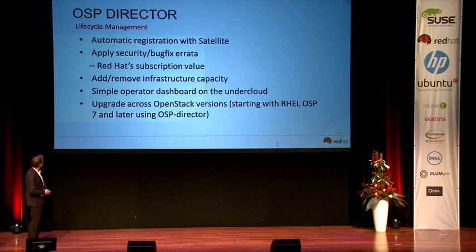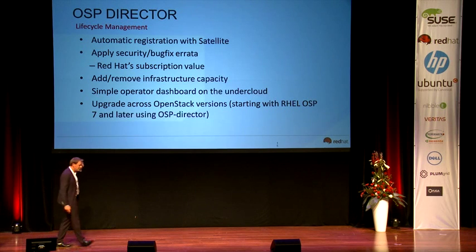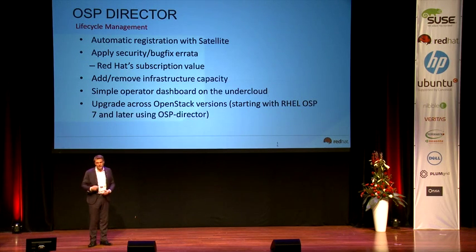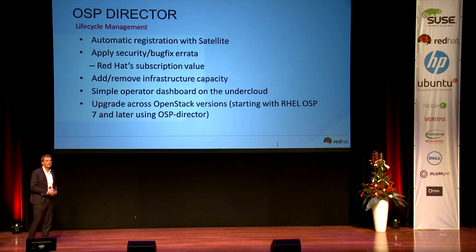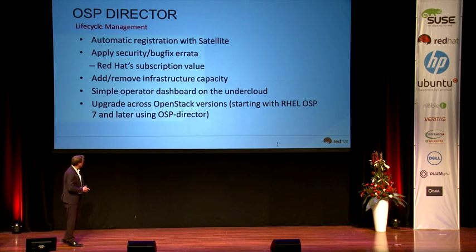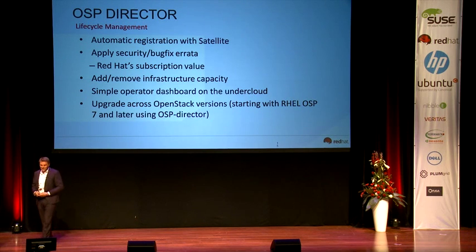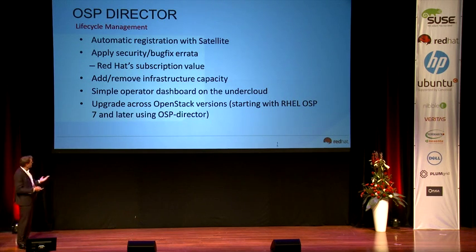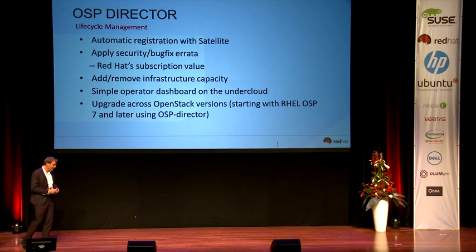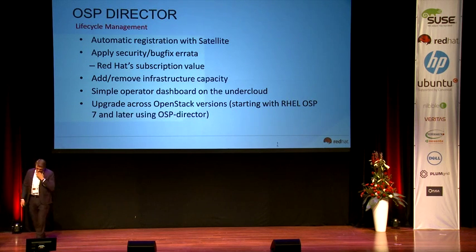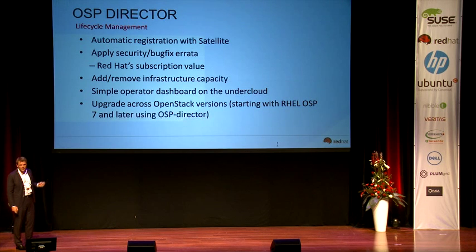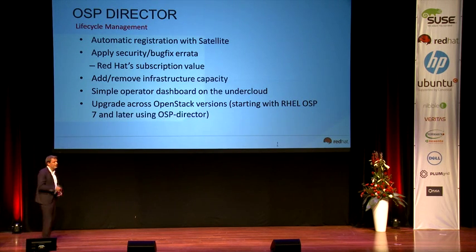In a Red Hat context, there's automatic registration with Satellite of all the hardware in OSP Director. OSP Director can pick up from Satellite all the patches and updates that you might need for OpenStack and distribute them across your cloud. You can add and remove infrastructure capacity automatically. Of course, that's one of the main things of OpenStack, on demand. You have some simple dashboards, the pictures I just showed you, on the performance and the status of your undercloud, of your OpenStack environment. Now you can actually upgrade across OpenStack versions, starting with RHEL OSP 7, the next release.